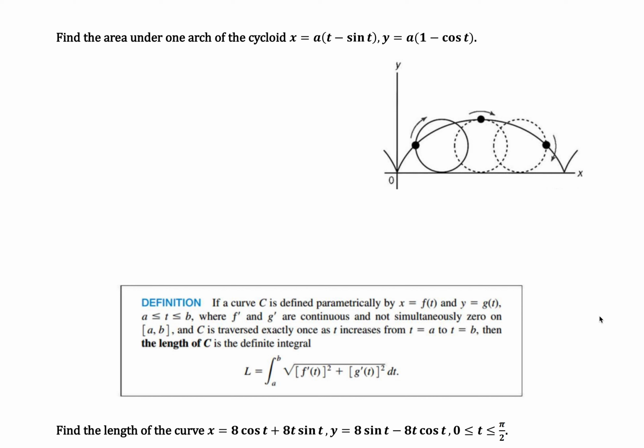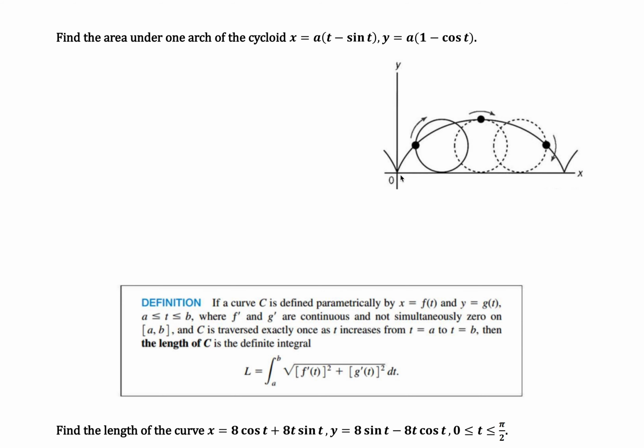So not only can we differentiate with these parametric equations, but we can also integrate. And we're going to look at an example of that right now. It says find the area under one arch of the cycloid x equals a times t minus sine t, y equals a times 1 minus cosine t.